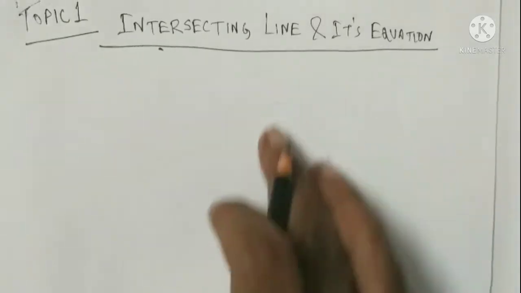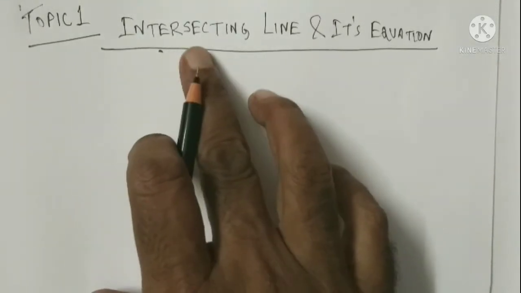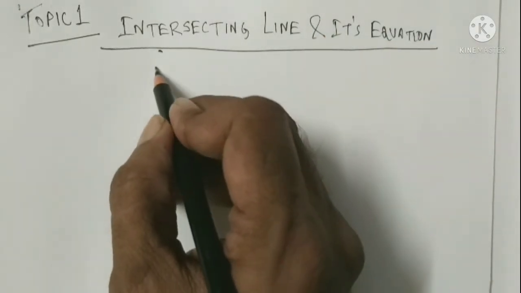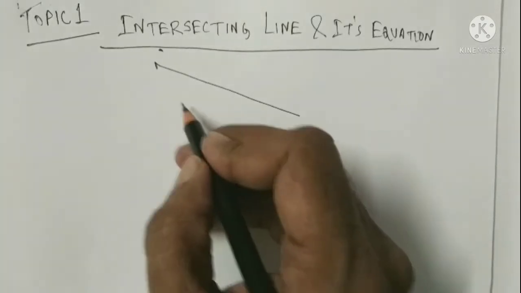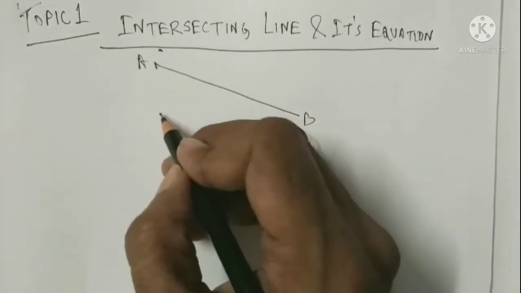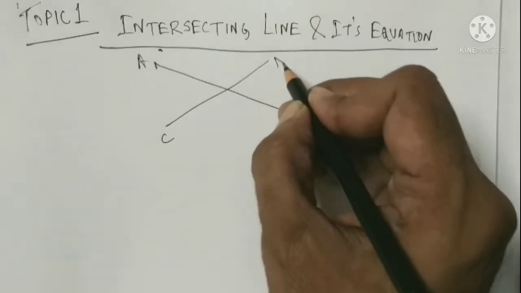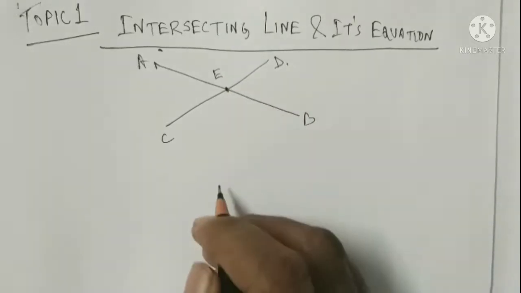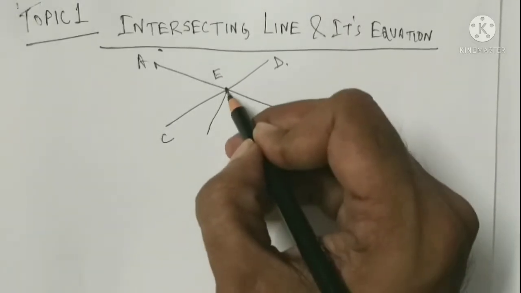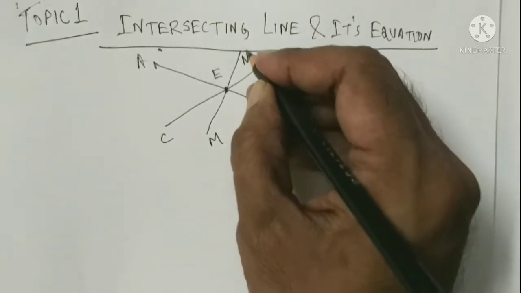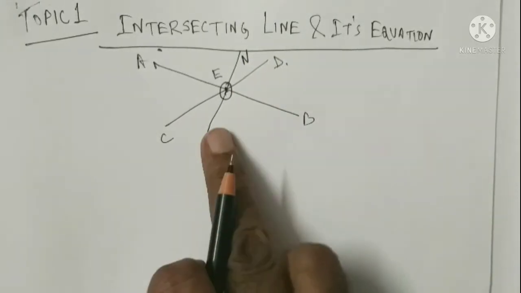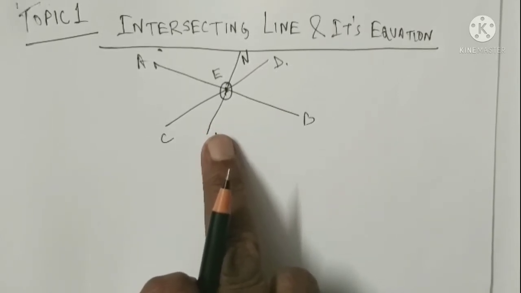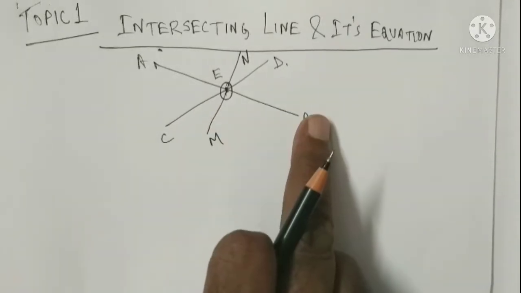This is our today's topic 1, intersecting line and its equation. Suppose this is a line, that is AB, this is another line CD, they intersect or cut each other at point E. Another line, suppose MN, passes through this point. This MN is considered as intersecting line of the two lines AB and CD.